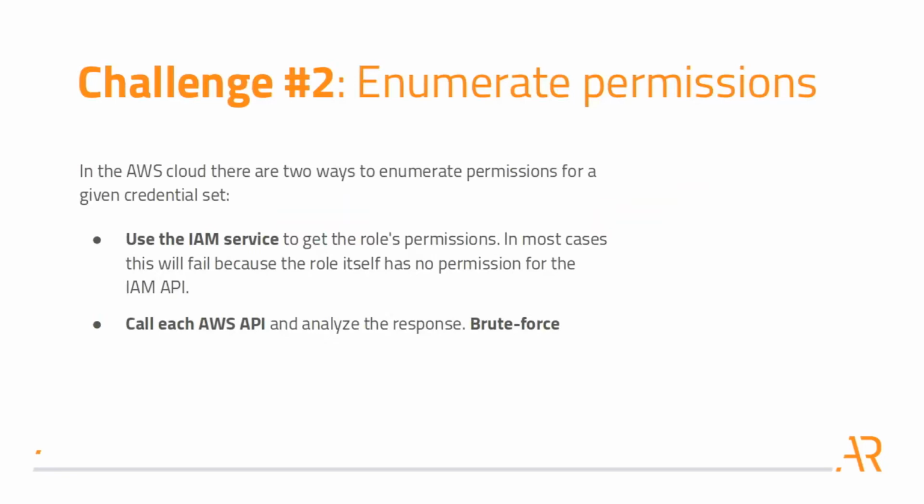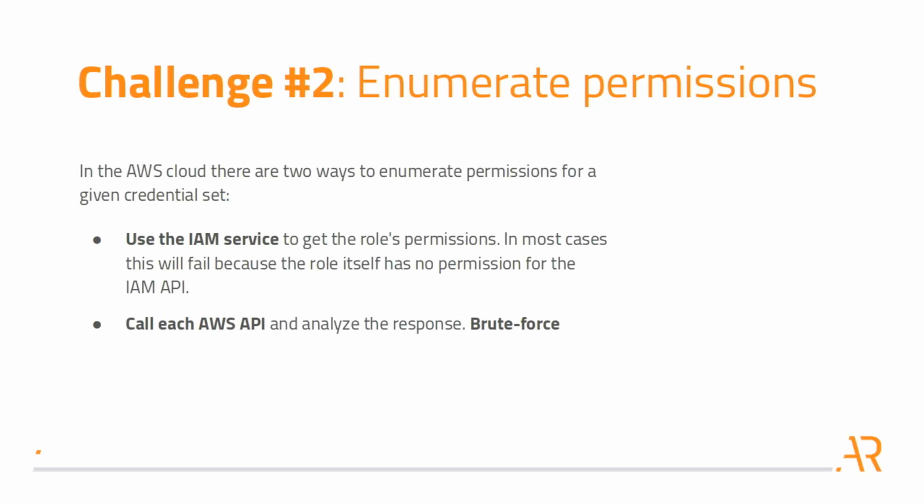Once I got the credentials from those identity pools, I had to enumerate the permissions. I had simply API keys and no idea what they were capable of. And I wanted to enumerate permissions with some restrictions. There are two ways to enumerate permissions in AWS. One is using the IAM service. The other one is using brute force.